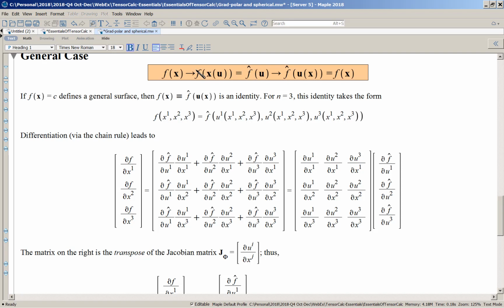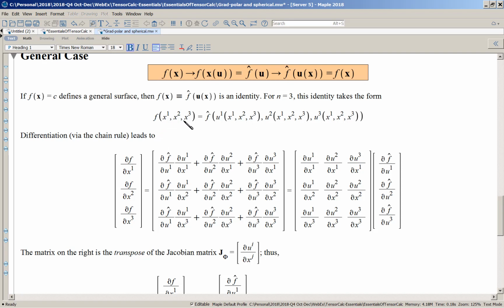If I put the hat on it, it's related, but it's a different machine acting on the variables u1, u2, u3, or u, v, w, however you want to think about it. And if you continue with this same process and you replace u with u of x, then you have only x, y, and z, and that function is the original function f of x. And this is a basic identity we want to start with. And here it is in the case n equals 3.